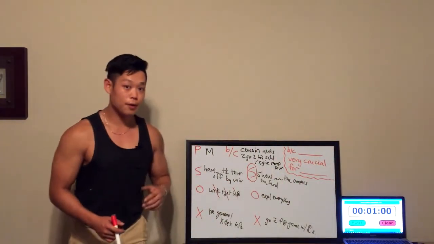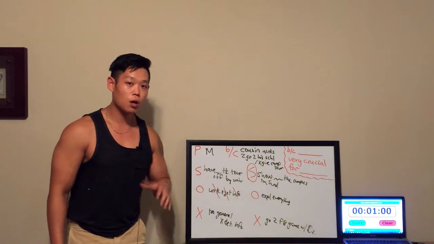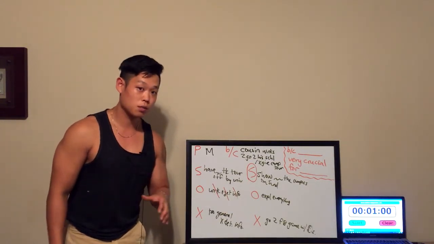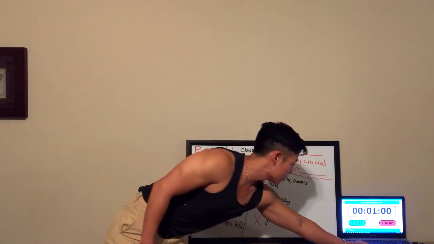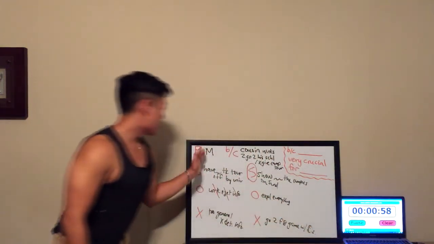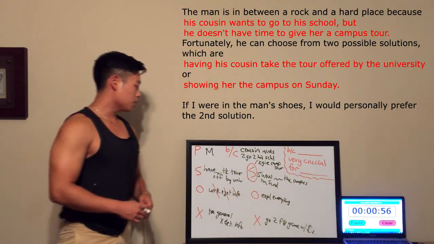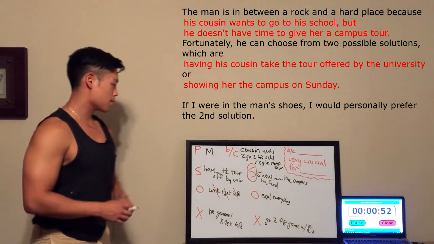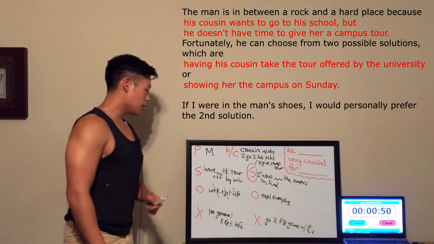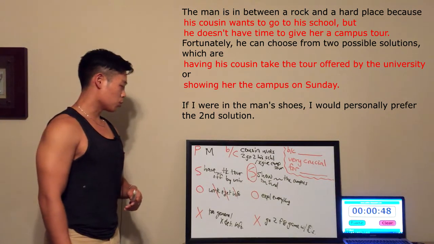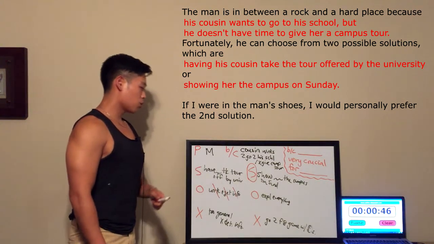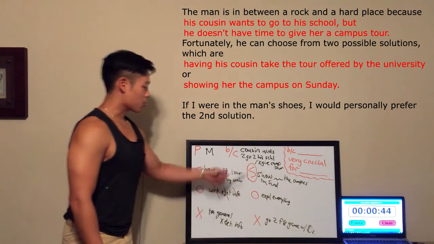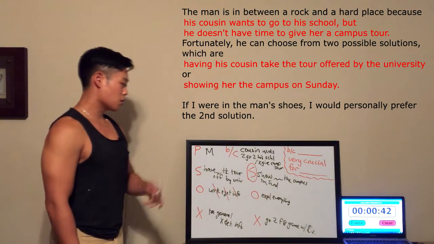All right, listen very carefully, guys. Lip sync along with my sample response if possible. The man is in between a rock and a hard place because his cousin wants to go to his school, but he doesn't have time to give her a campus tour. Fortunately, he can choose from two possible solutions, which are having his cousin take the tour offered by the university, or showing her the campus himself on Sunday.